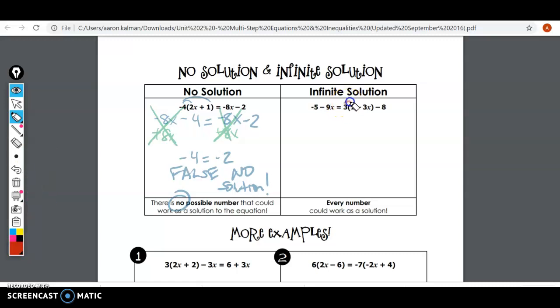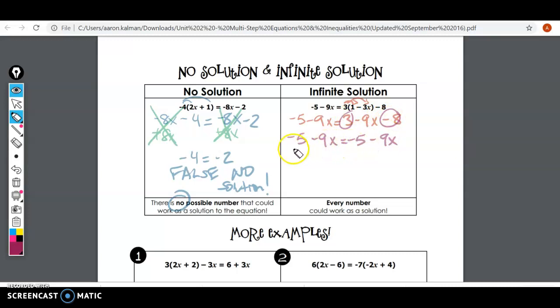Again, first step is to distribute. We're left with -5 minus 9x equals 3 minus 9x minus 8. Next, we need to combine like terms on this side of the equal sign. So we're left with -5 minus 9x equals 3 minus 8 is -5 minus 9x.